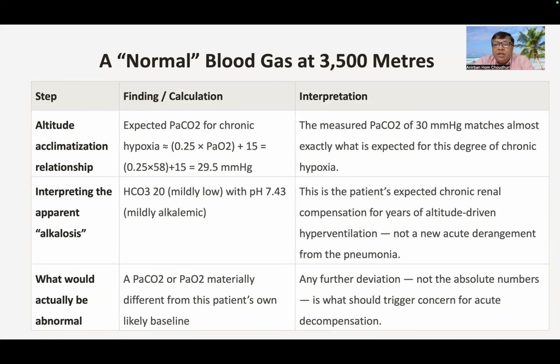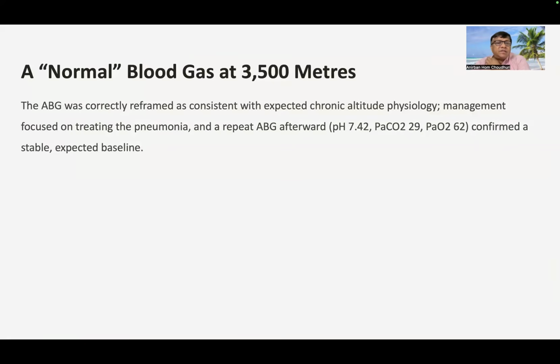So this is not a new acute derangement from the anemia or from the pneumonia, but something the patient has been living with for years at his hometown. So what would actually be abnormal? If the PCO2 or PO2 were materially different from his own likely baseline, it would have been different. And any further deviation, not the absolute numbers, is what should trigger concern for acute decompensation. Till that time, it is absolutely safe. So the ABG was correctly reframed as consistent with expected chronic altitude physiology. Management was focused on treating the pneumonia, and a repeat ABG thereafter confirmed a stable and expected baseline.